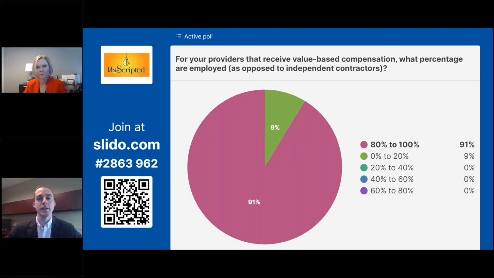And my experience with this, when we do see it with independent contractors, it's usually a large group of independent contractors that are maybe working in a hospital-based specialty. I think it's hard to get buy-in if you do have a single independent contractor, depending on what the specialty is. Exactly.